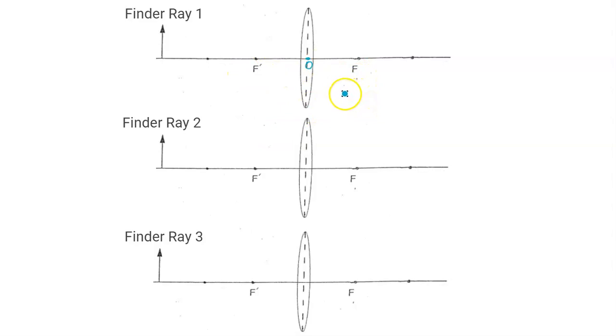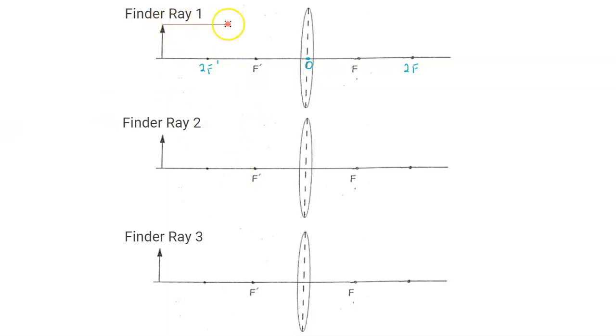The reason why you have two focal points is because you can have light enter from both sides of the lens, right? Whereas a mirror will only reflect off the one side. So this is F, and this is going to be F prime. Now instead of C, we're going to have twice the distance, 2F and 2F prime. All right, so let's look at our finder rays.